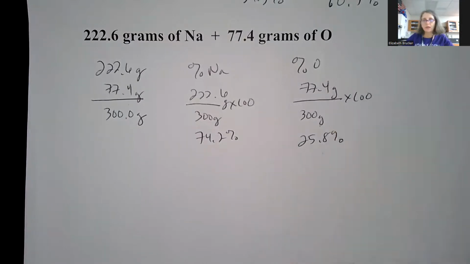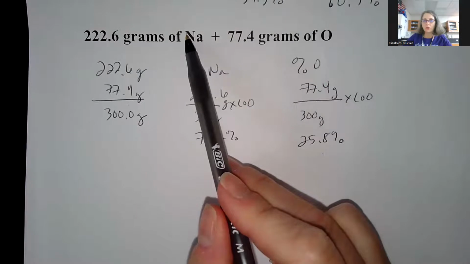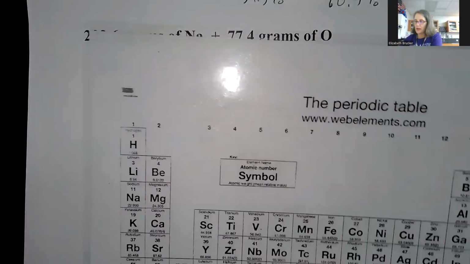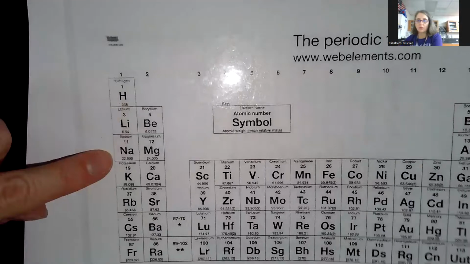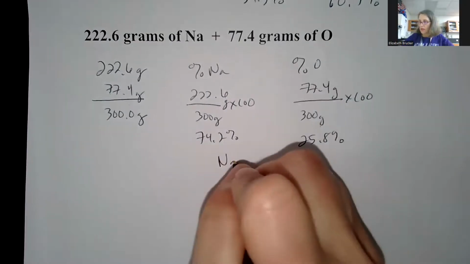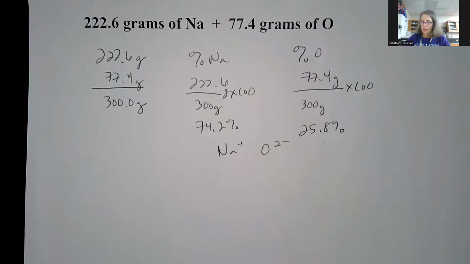So a way you could mentally check this is to think about what kind of formula I would make between sodium and oxygen. Remember, sodium is in that first column, so sodium is going to have a +1 charge and oxygen is going to have a -2 charge. I'm going to write that underneath. So sodium is a +1 and oxygen is a -2. So how would I get that to 0?